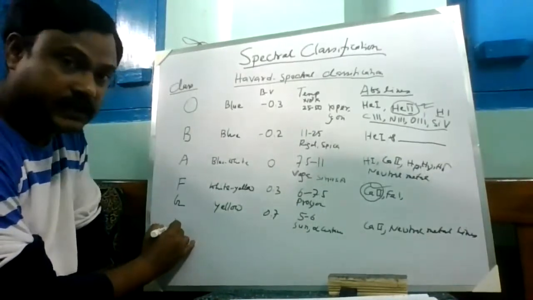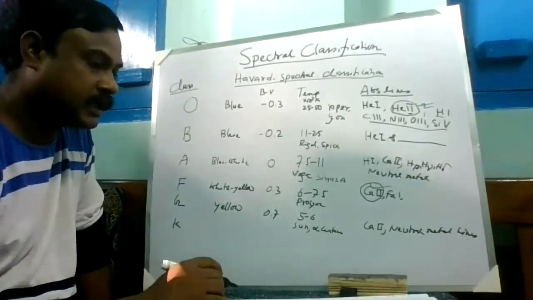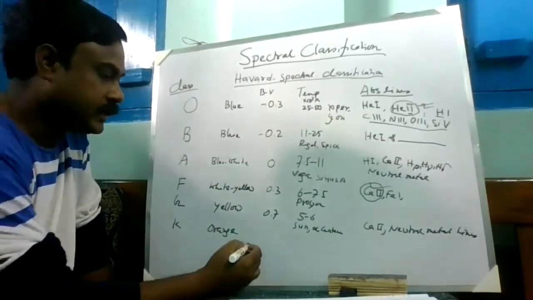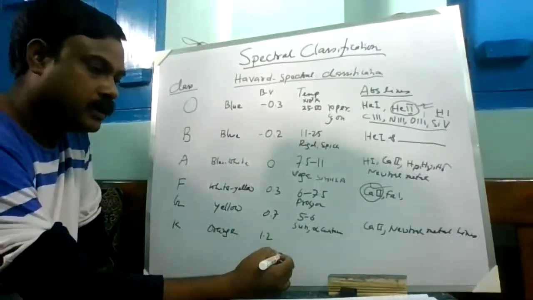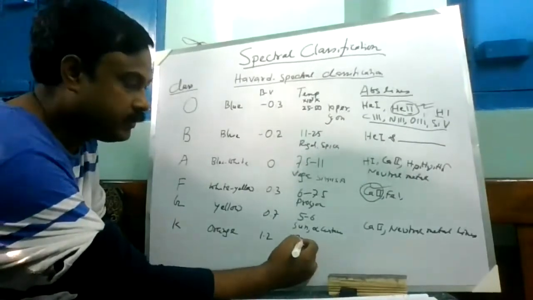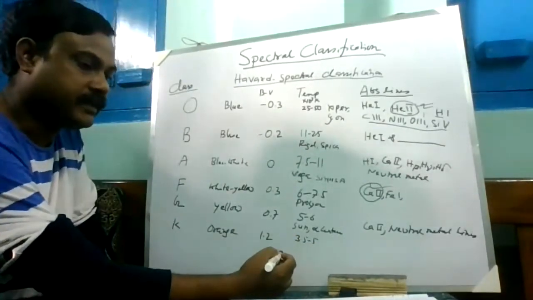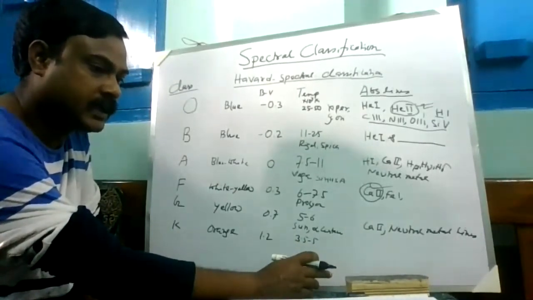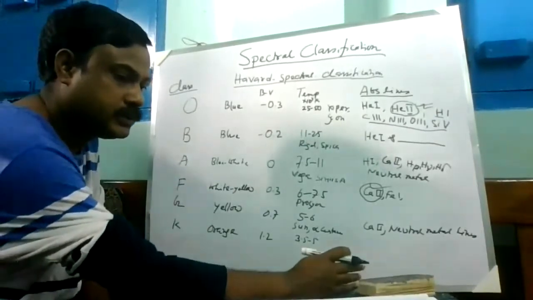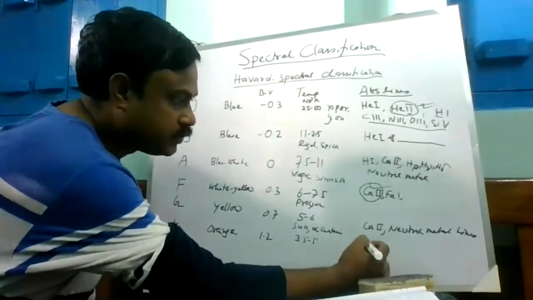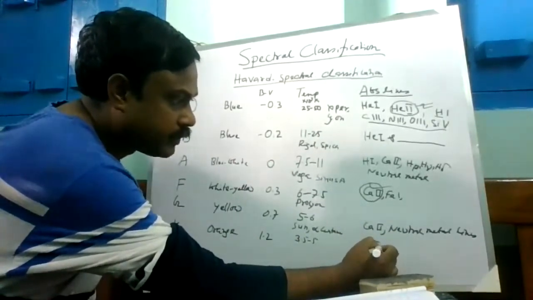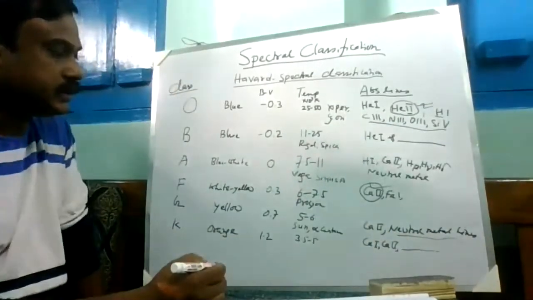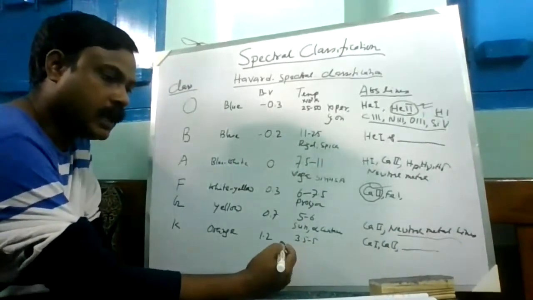Then the next spectral classification is K. K-type spectral classification. Its color is orange. Color index is 1.2. Temperature is 3.5 to 5,000 degrees. And prominent spectral lines are neutral metals, TiO2, calcium I, and calcium II. These are the spectral lines. An example of this is Arcturus.